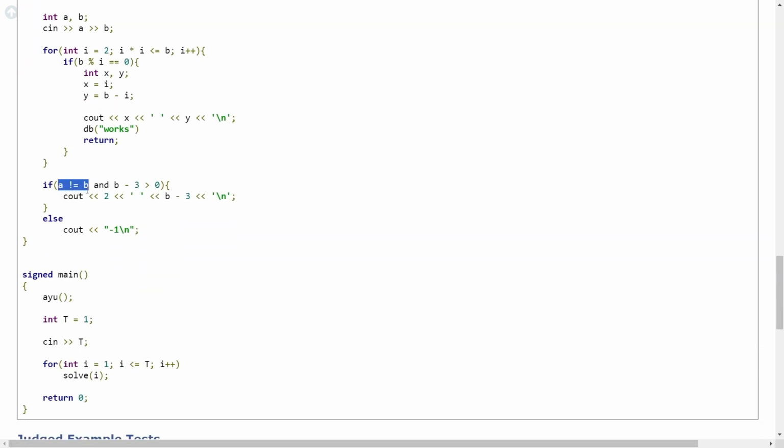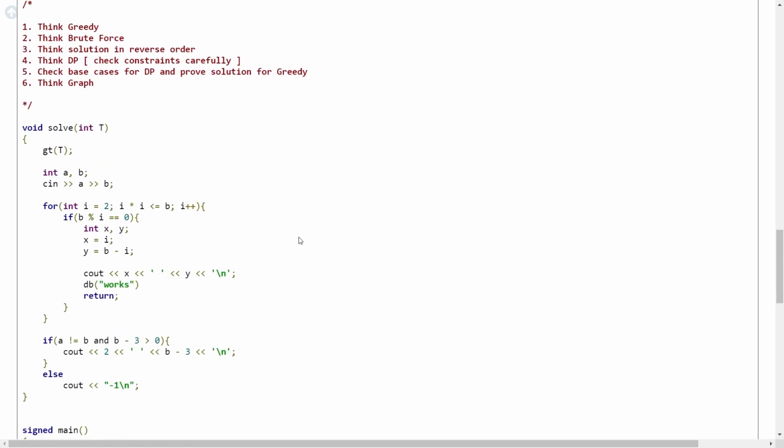Now if a is not equal to b, then only I can try to form the sum equals to b minus 1 and b minus 3 should also be greater than 0. So if both of the conditions are true, I can print 2 comma b minus 3 as my answer. Otherwise, I'm just going to print minus 1. So this will be the solution for this particular problem.